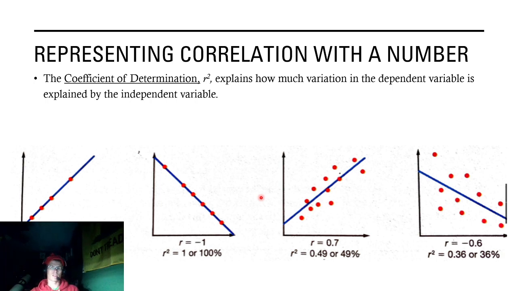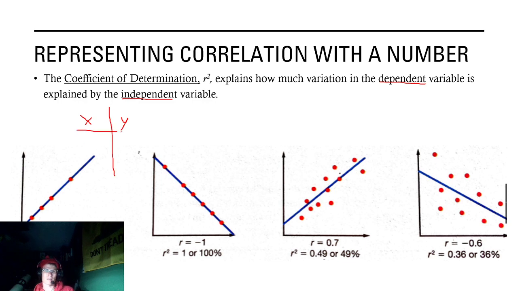All right, so coefficient of determination, that's just R squared. So you're squaring whatever R is. It explains how much variation in the dependent variable is explained by the independent variable. So in order to explain this, take a look back at our t-chart.